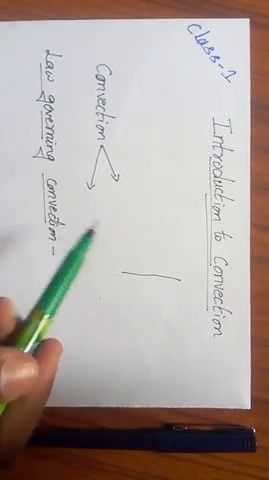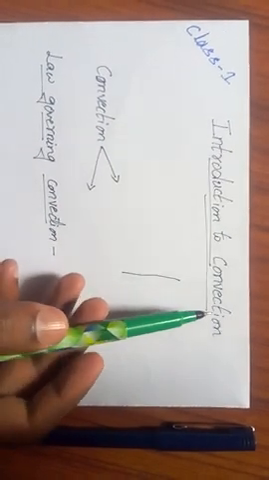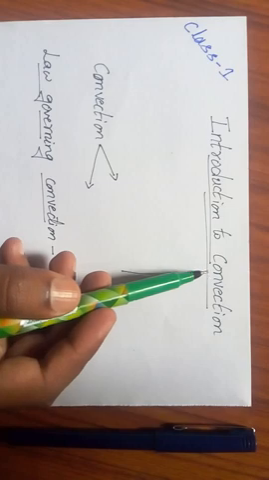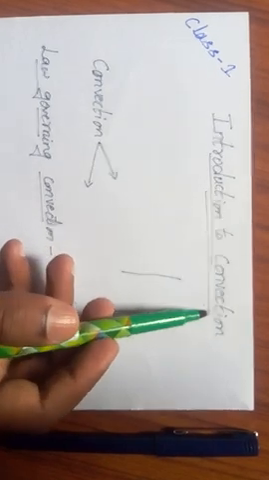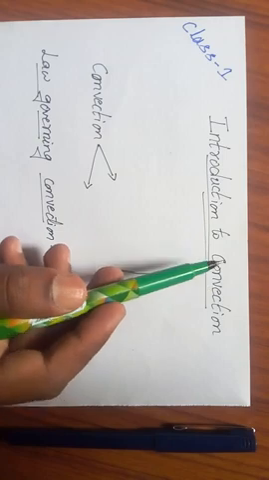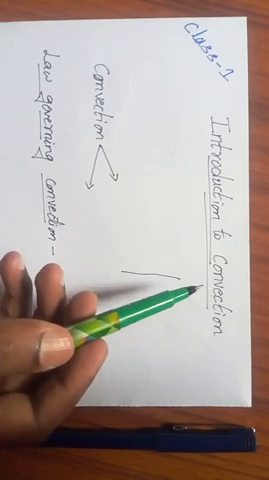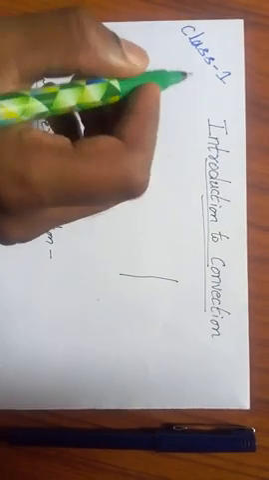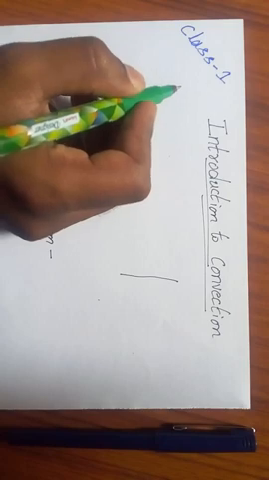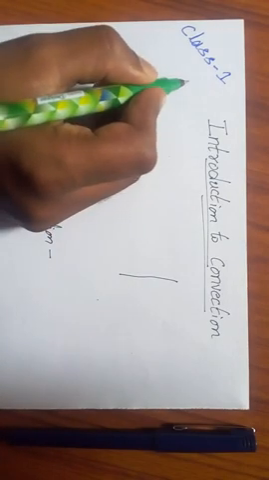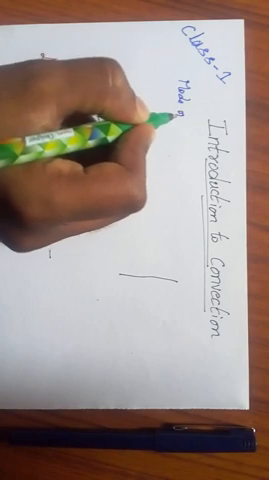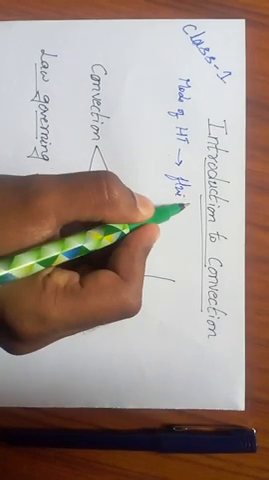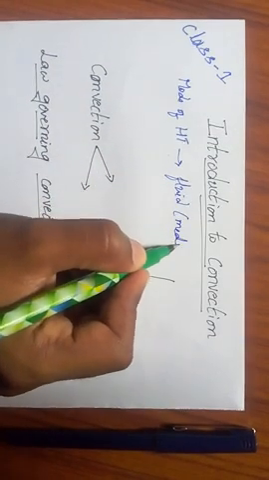Before entering the actual content of convection, we will revise the basic concepts which were there in module 1. What was convection? If you remember, we had three different modes of heat transfer: conduction, convection, and radiation. Convection was that mode of heat transfer which involved fluid as a medium. I repeat, convection was that mode of heat transfer which involved fluid as a medium.